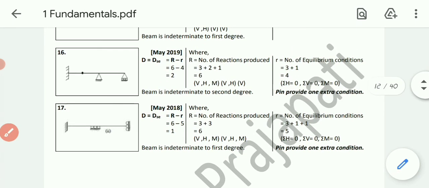So hope, guys, these were the examples regarding static indeterminacy of the beam. Okay, hope you have got all the concepts.